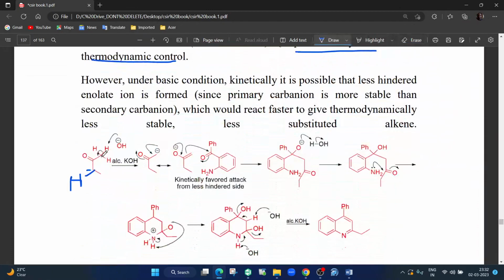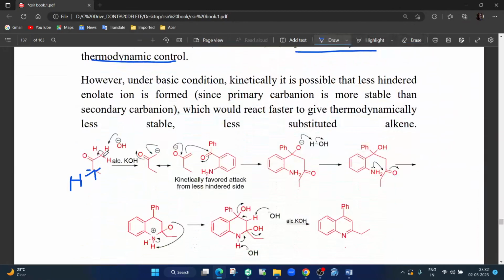Now a primary anion is more stable than a secondary anion. Why? Because when you are having a secondary carbanion, you have another substituent which will donate electrons and make it more unstable. Whereas here you are not having that extra substituent, therefore the primary carbanion will be more stable.